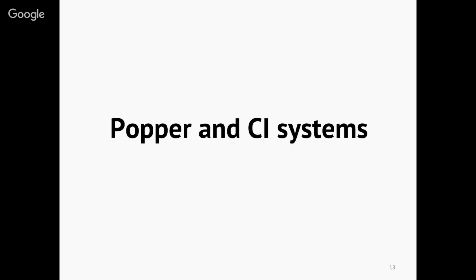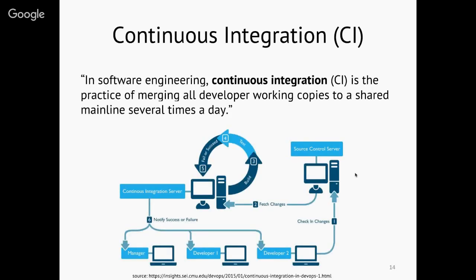All right, so I'm going to talk about how we integrate our experimentation protocol with continuous integration systems. If you haven't heard of continuous integration, this is a very high level description of what it is. In software engineering and DevOps in general, continuous integration is the practice of continuously merging changes to a main line of a code base.